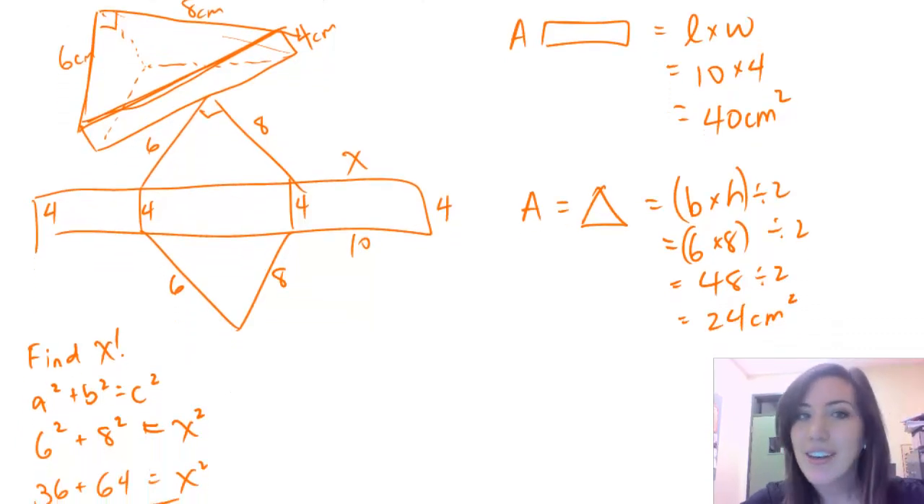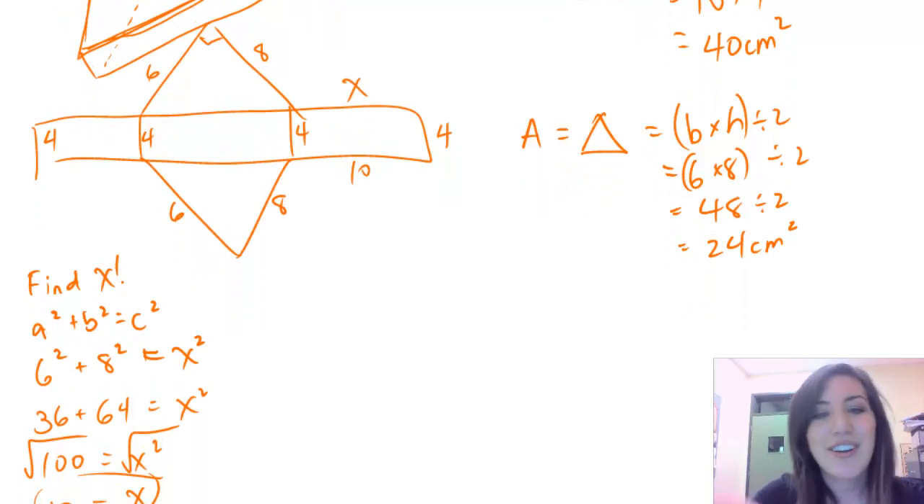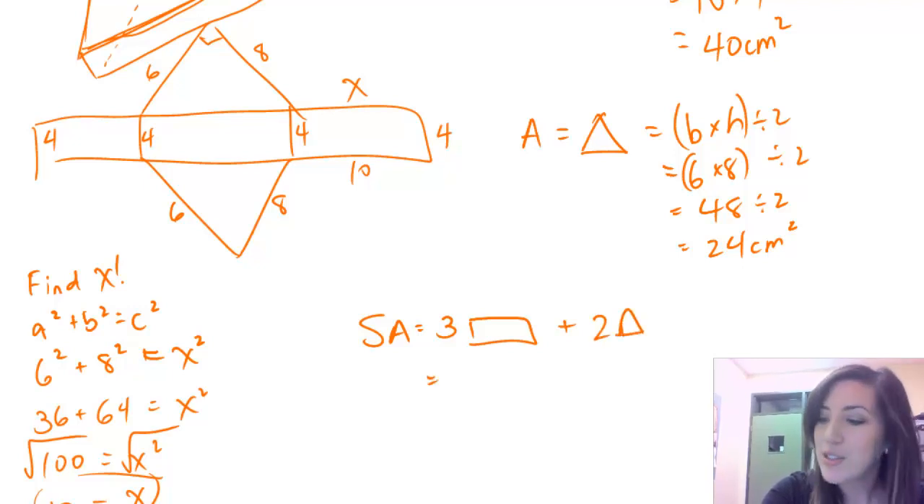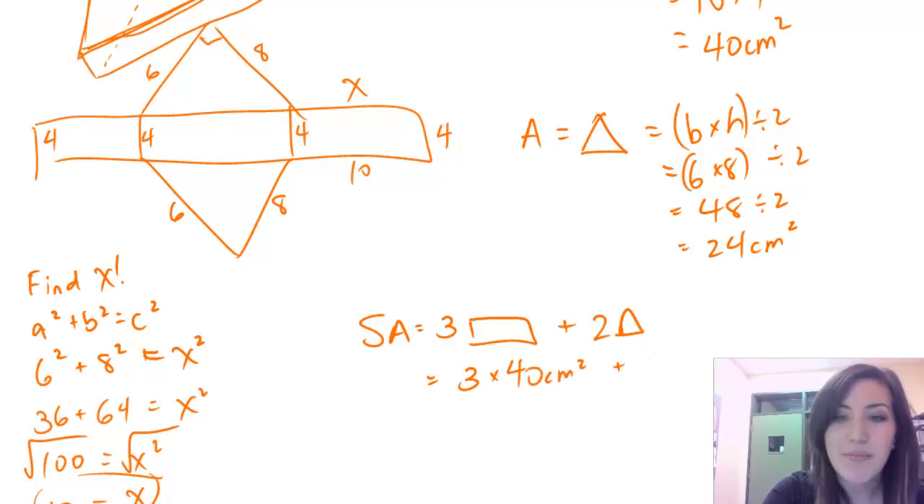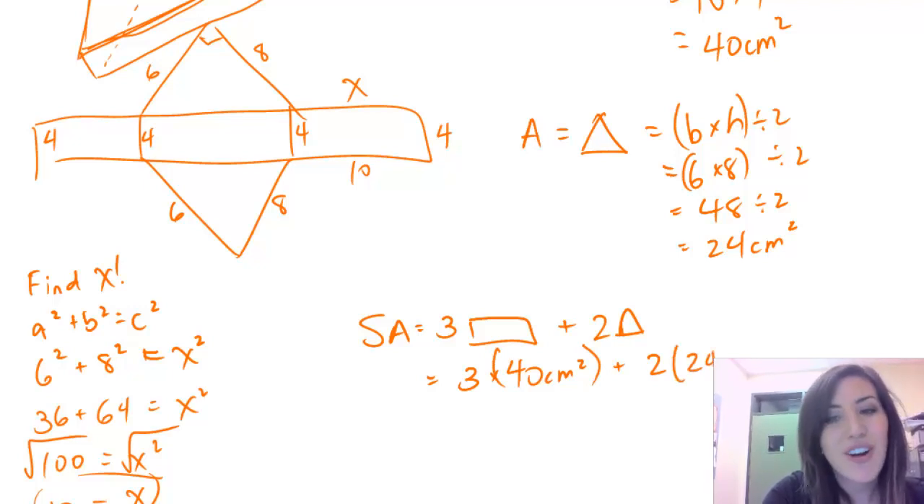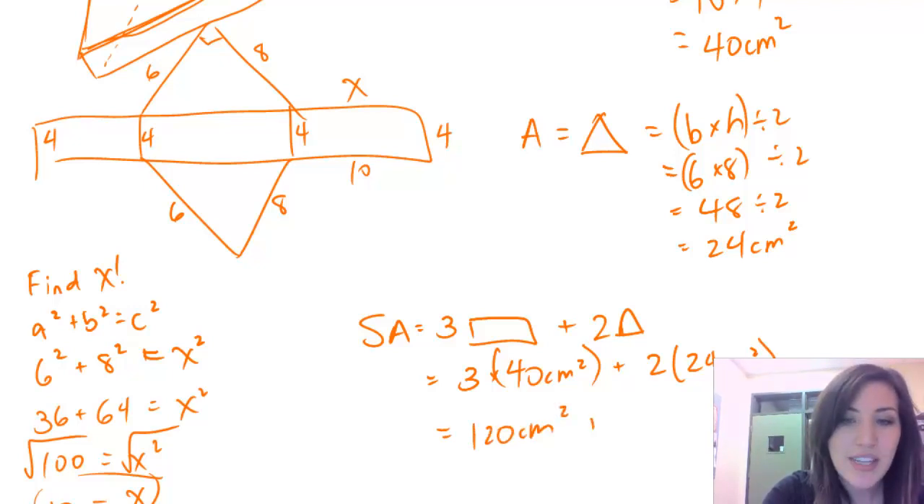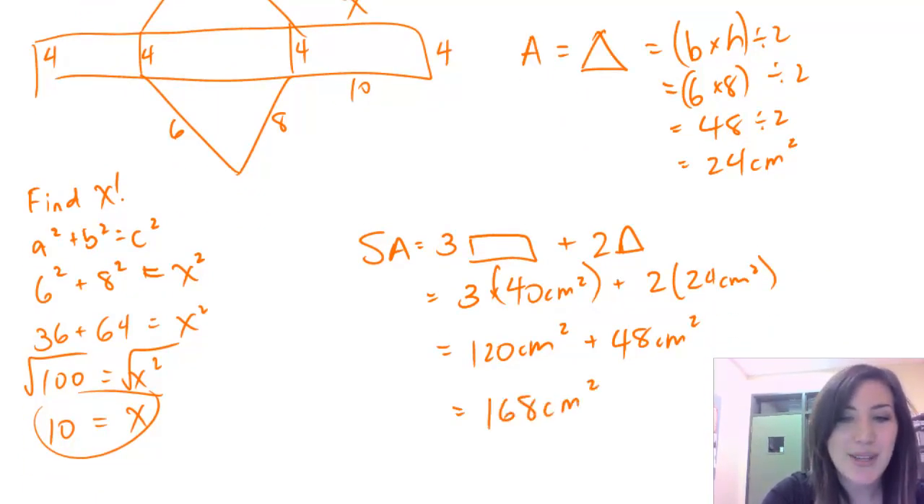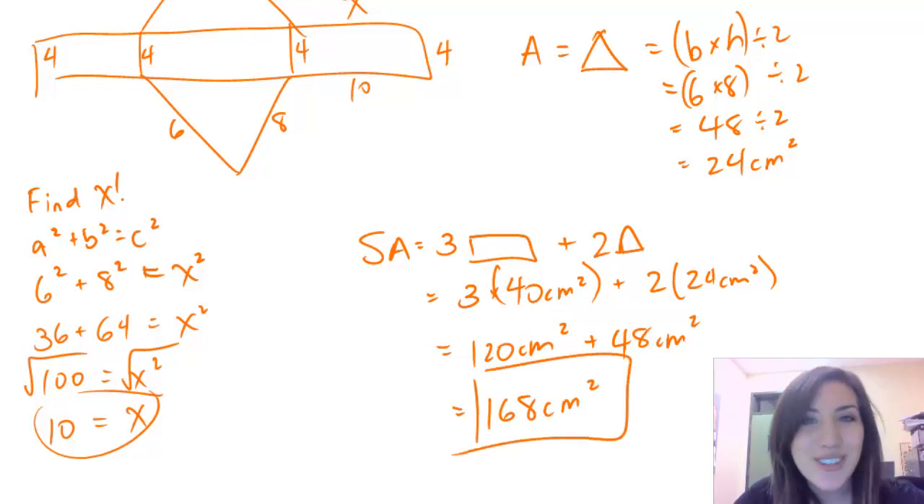Beautiful. Are we done? No, we haven't figured out the total surface area, because our total surface area has 3 rectangles plus 2 triangles. So we can say 3 times 40 centimeters squared plus 2, or you could even put this in brackets, it doesn't really matter, 2 times 24 centimeters squared. And here we get 120 centimeters squared plus 48 centimeters squared. This gives us a grand total of 168 centimeters squared as our total surface area.